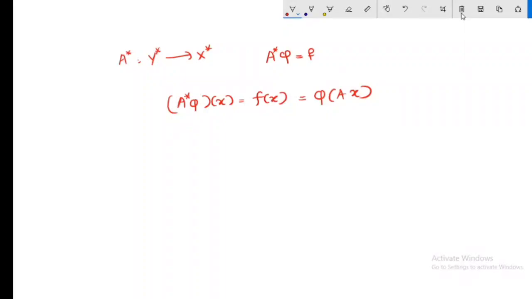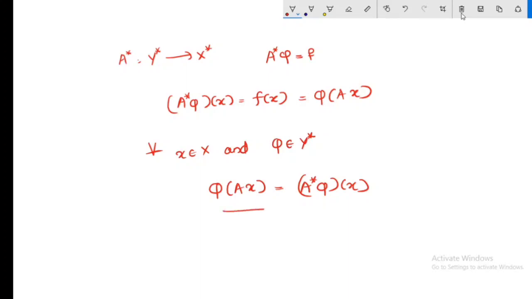Thus we get, for every x belongs to X and phi belongs to Y star, phi of Ax is equal to A star phi of x. We have this result. Now we are going to prove norm of A is equal to norm of A star.